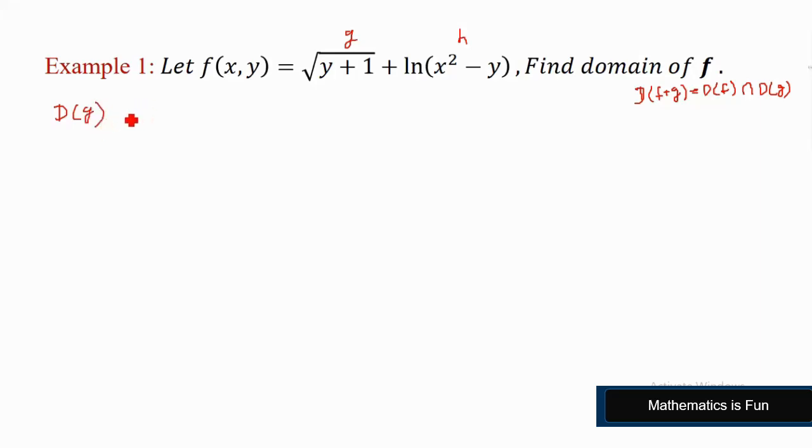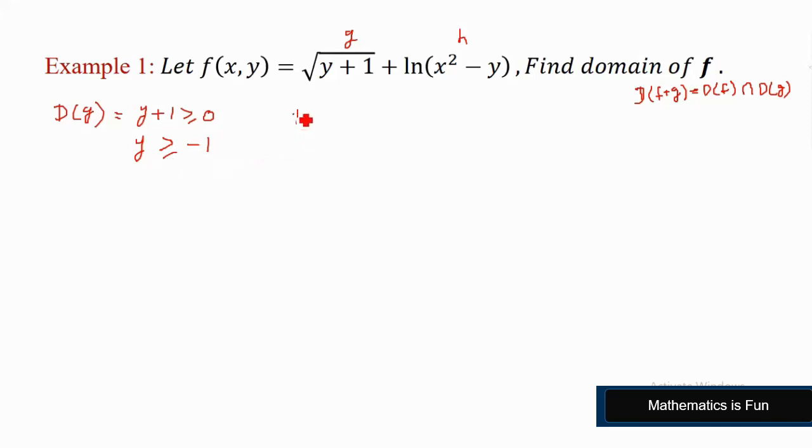So here g contains a square root. Whenever we have a square root in the function, the term inside the square root should be greater than or equal to 0 to get a defined function. Now let's solve this inequality. Then it would be y greater than or equal to minus 1. So this is the domain for g.